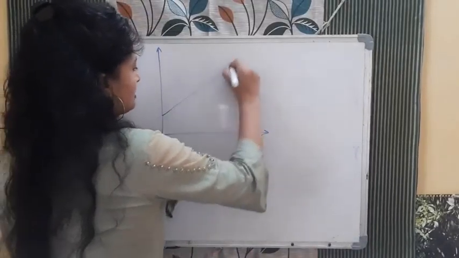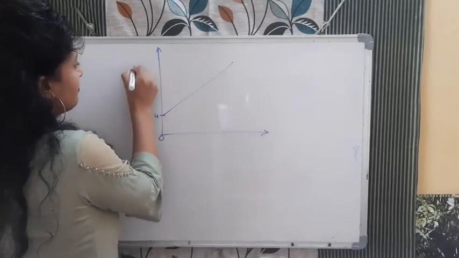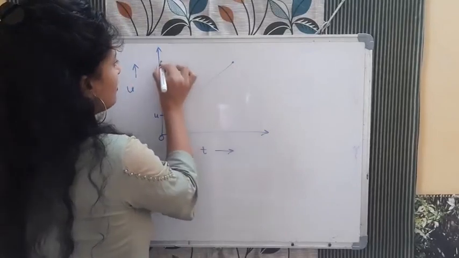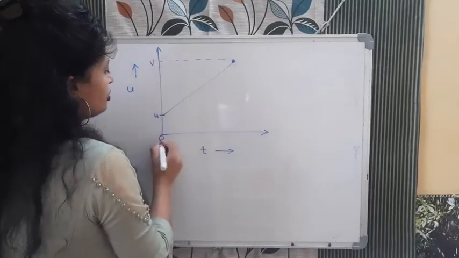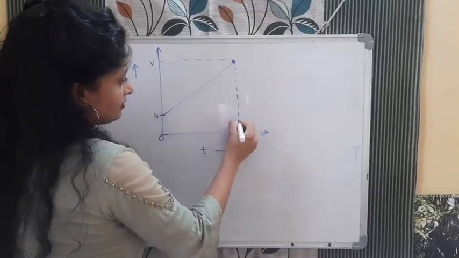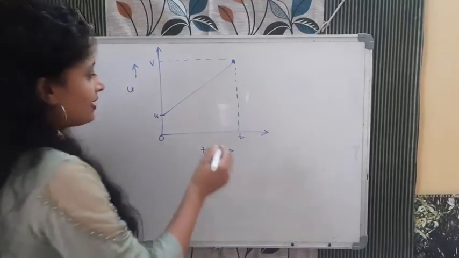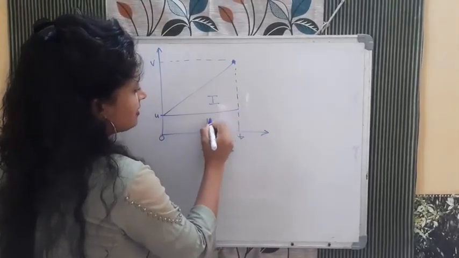Origin, journey started from here, initial velocity u, this is the vt graph. Velocity this side, time this side. So u, final point we are taking v, initial 0, and this side it is t. So this graph is like this. Now I will divide this area. So this part is 1, this part is 2.